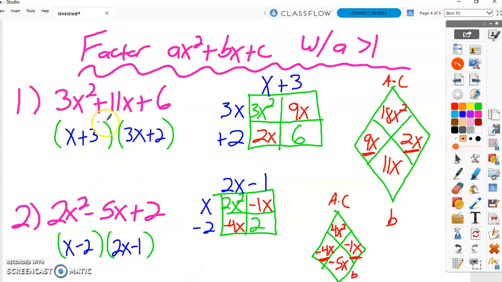Okay, again, just to double check that, if you multiply these sets of parentheses back out, you should get back to where we started.